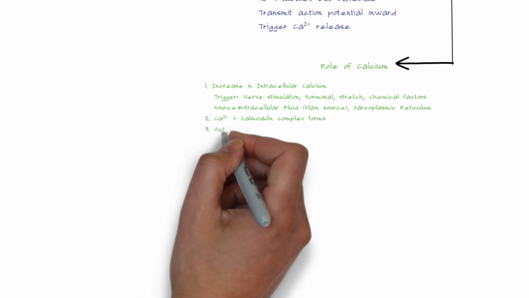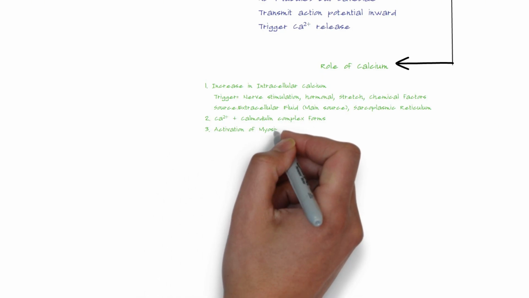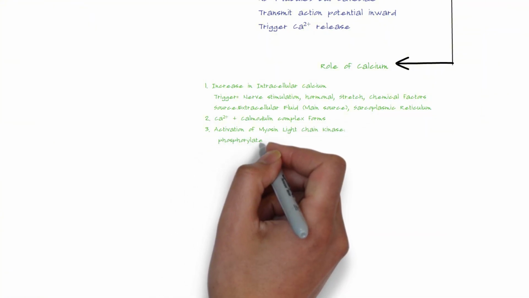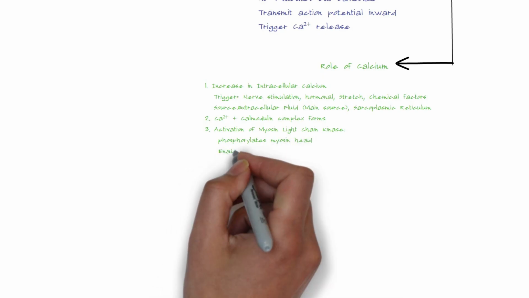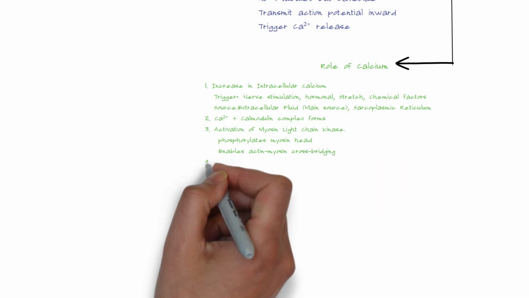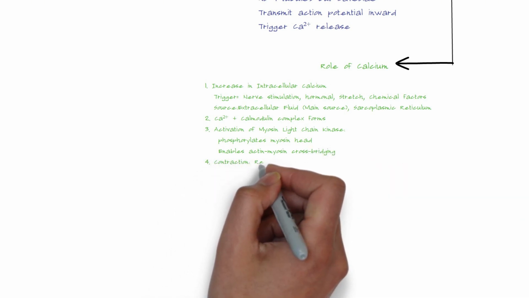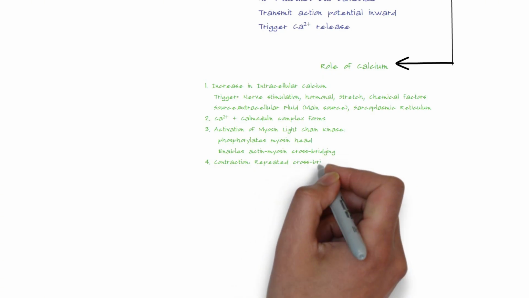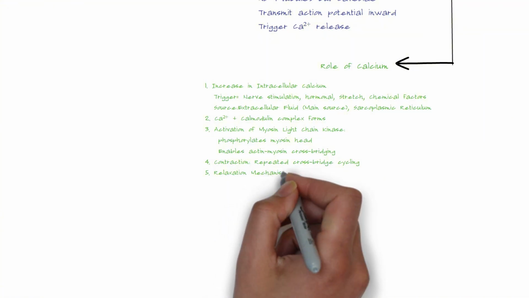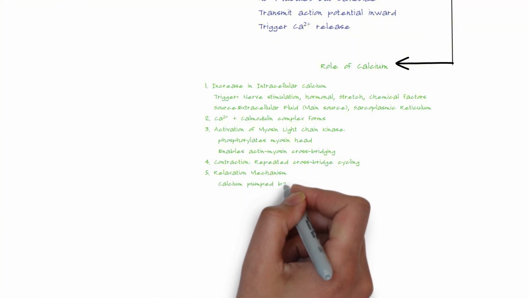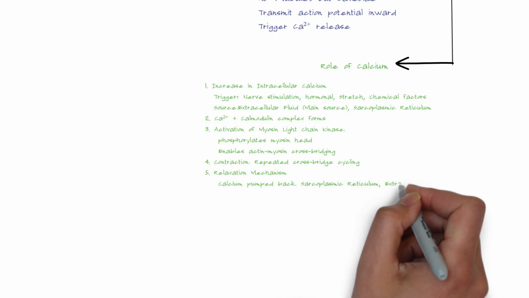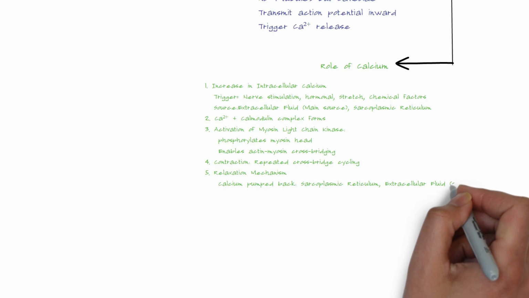Then the calcium combines with the calmodulin, forming a calcium-calmodulin complex that activates the myosin light chain kinase, which is responsible for the phosphorylation of the myosin head, and this enhances or starts the actin-myosin cross-bridge. Then contraction occurs by repeating the cross-bridging. Relaxation occurs by calcium being pumped back either to the extracellular space or to the sarcoplasmic reticulum, and the myosin dephosphorylation by phosphatase enzymes.